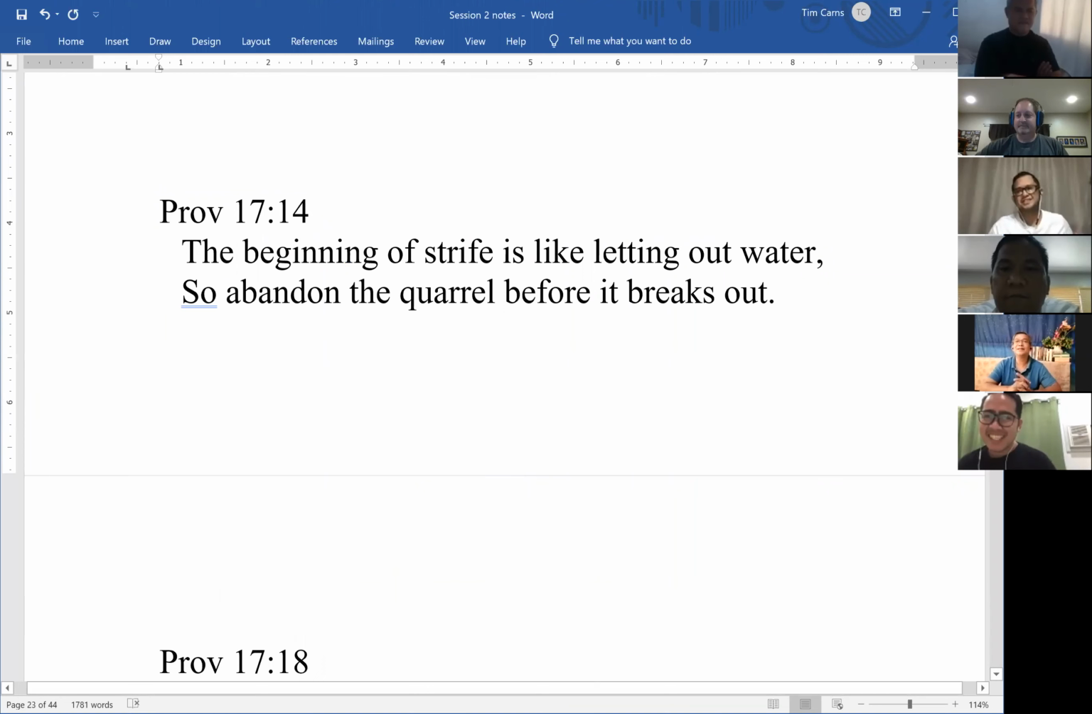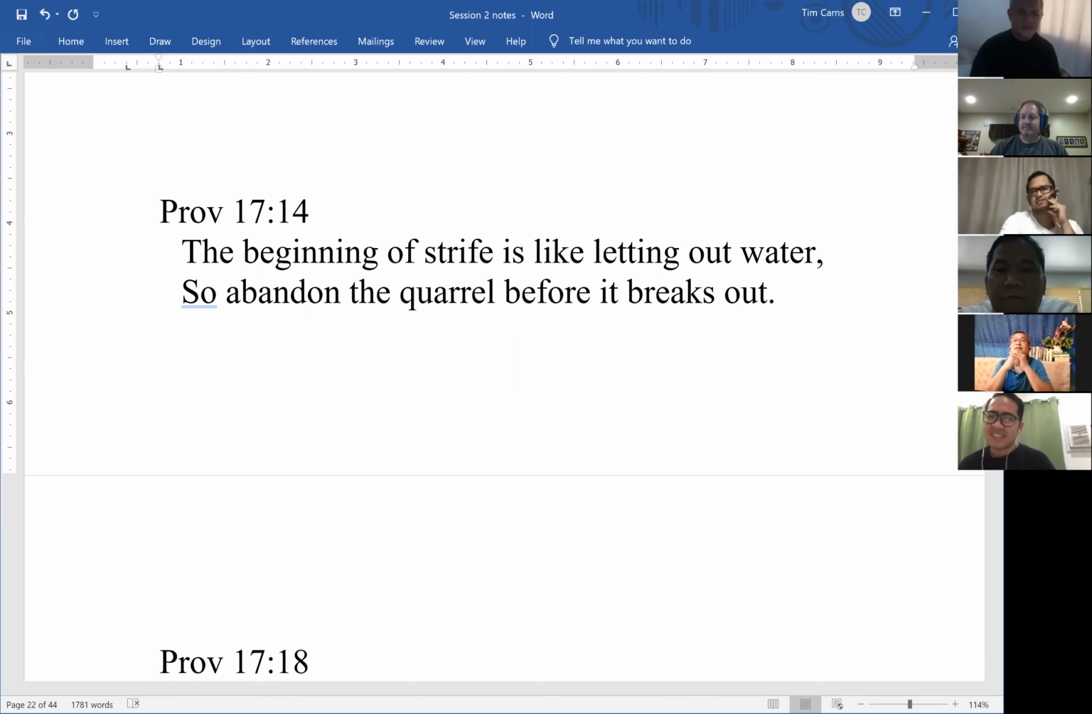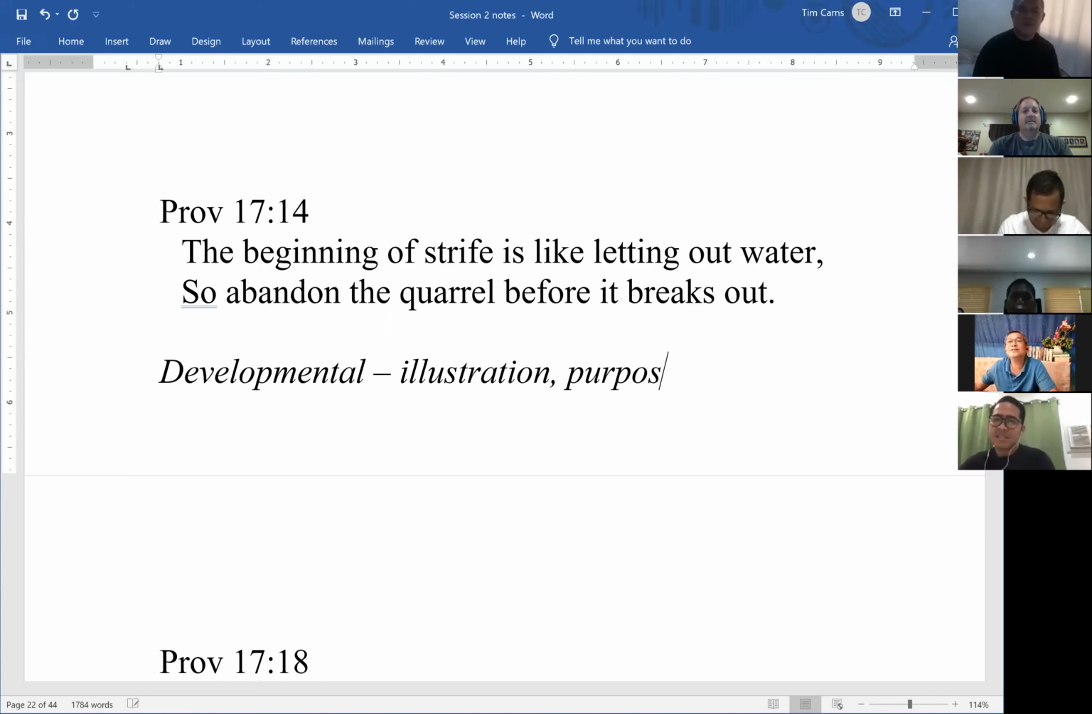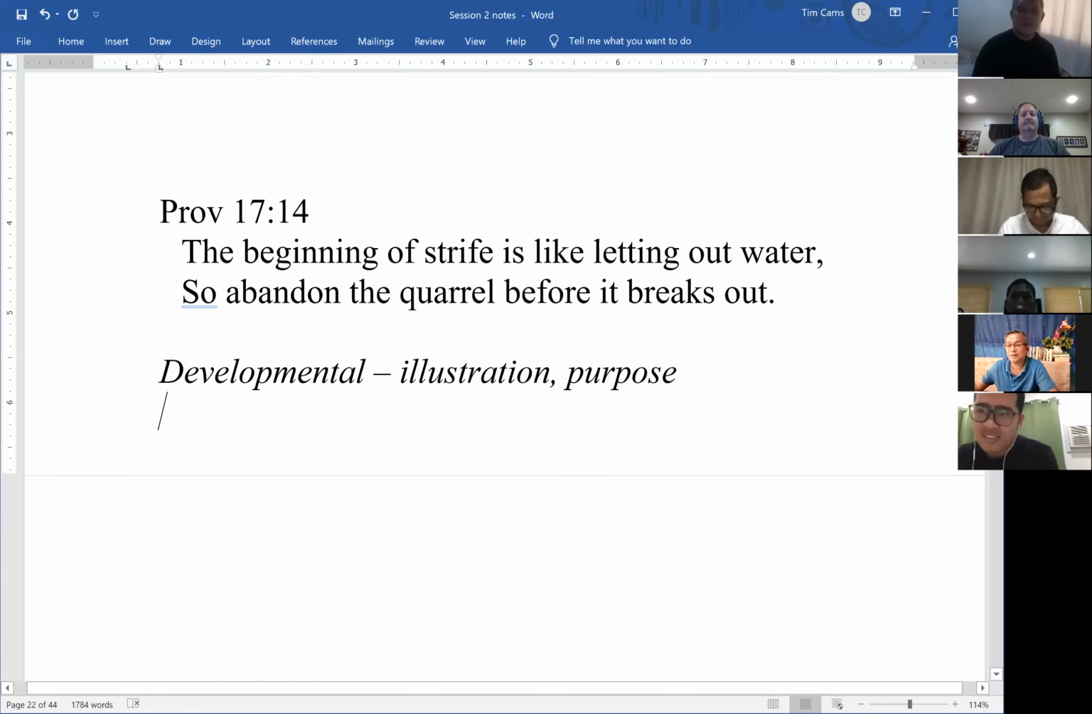Proverbs 17:14. The beginning of strife is like letting out water, so abandon the quarrel before it breaks out. But developmental. Okay. Yeah, I think you're right there. What kind? Names or illustration? Purpose. Illustrates. Names or purpose. Okay, I hear illustration. I hear purpose. Because of the word so, it's more of an illustration.